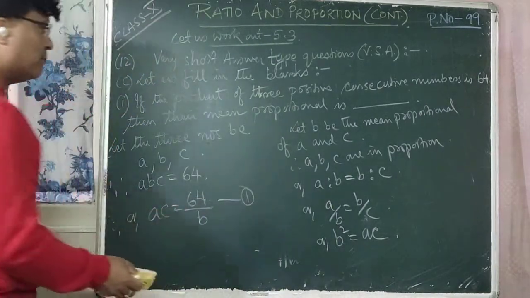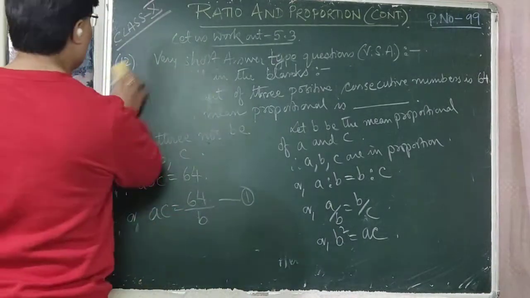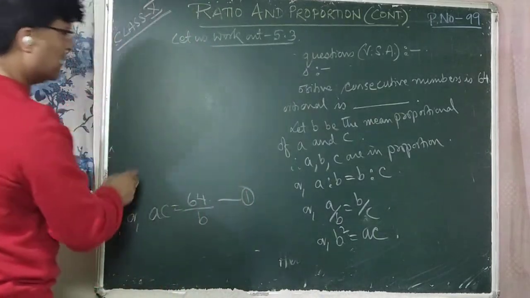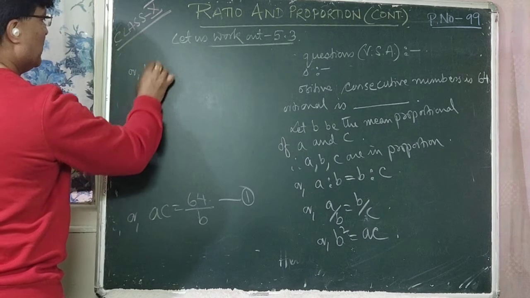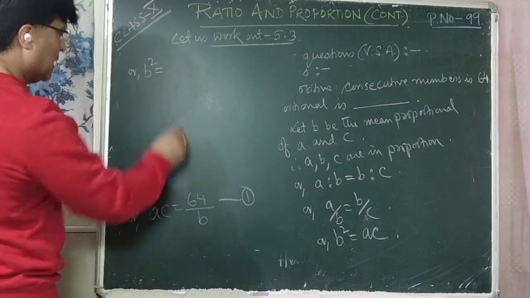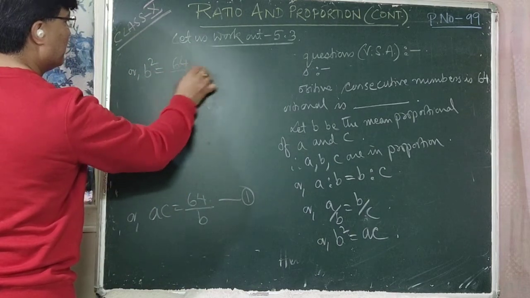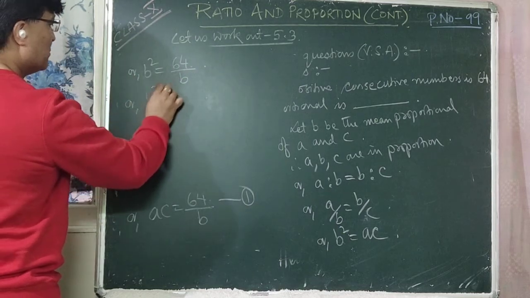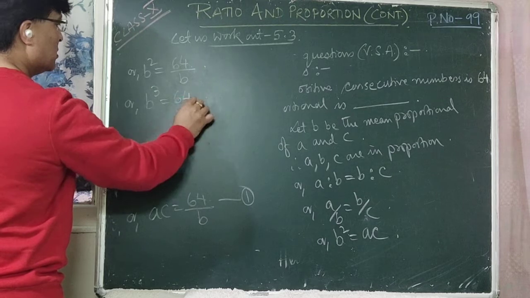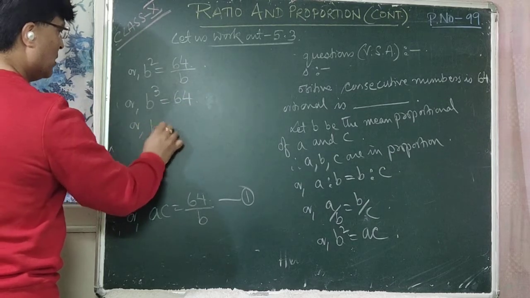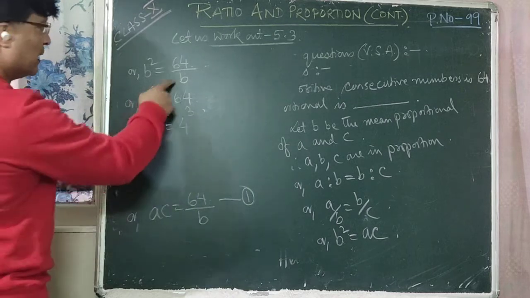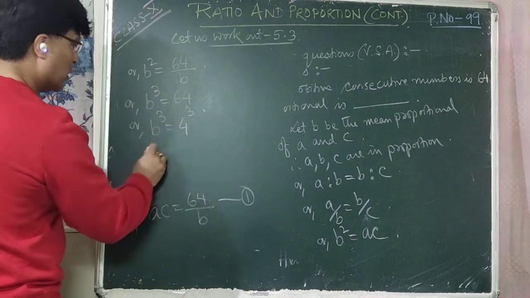Now you can put the value for AC here. So what is the value for AC now? B square is equal to AC, and AC is 64 by B. So you can cross multiply. That is B cube is equal to 64, or B cube is equal to 4 cube. That is, 64 can be written as 4 cube.